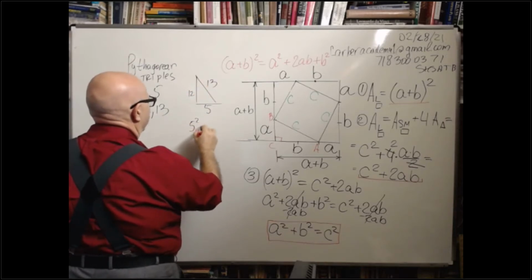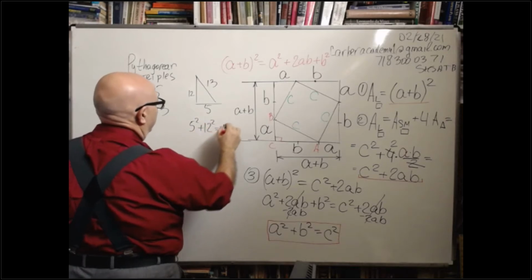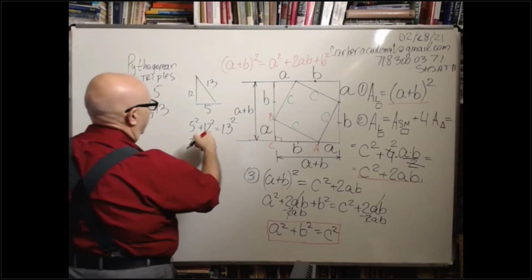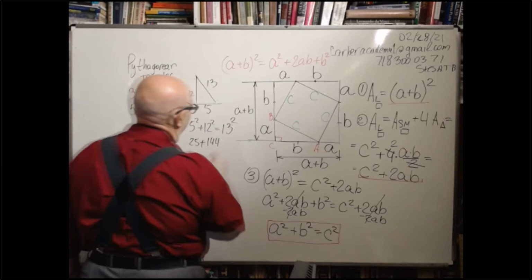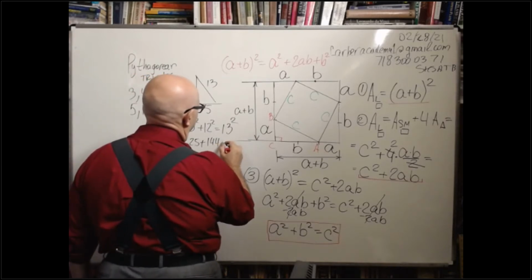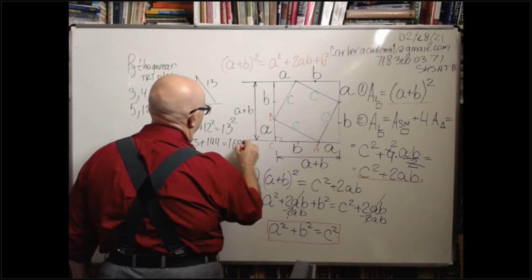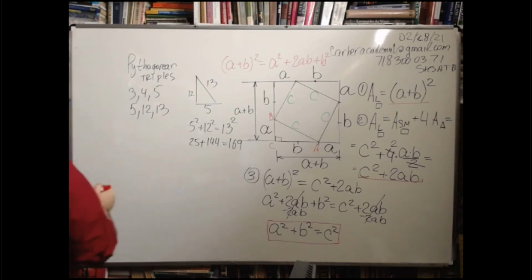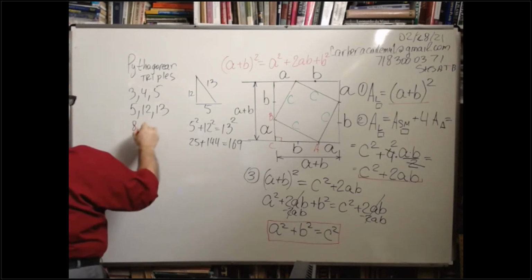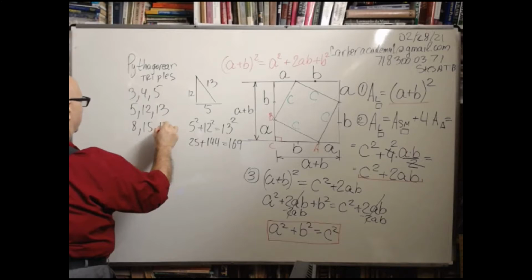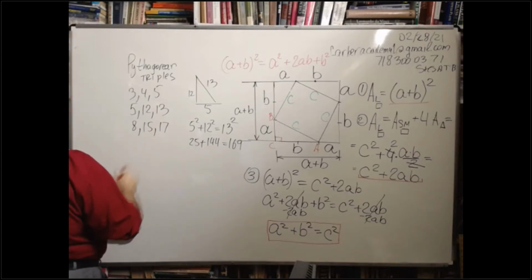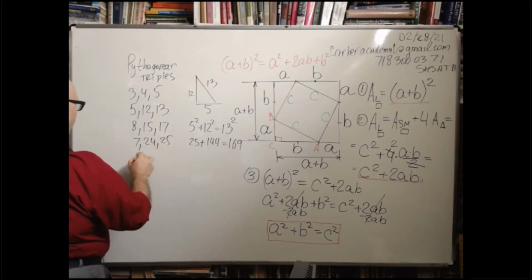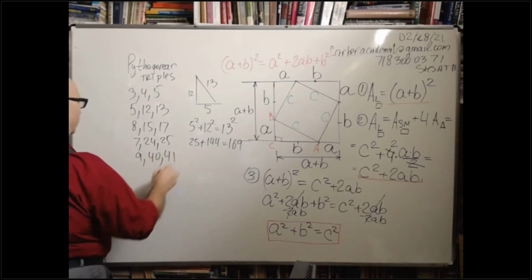5 to the second plus 12 to the second, is it equal to 13 to the second? 5 to the second is 25. 12 to the second is 144. 13 to the second is 169. If you add them up, you get 169. Beautiful, it works. Another Pythagorean triple which we use in our course: 8, 15, 17. Next is 7, 24, 25, or 9, 40, 41, etc.